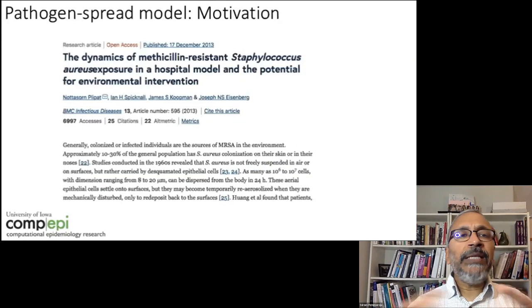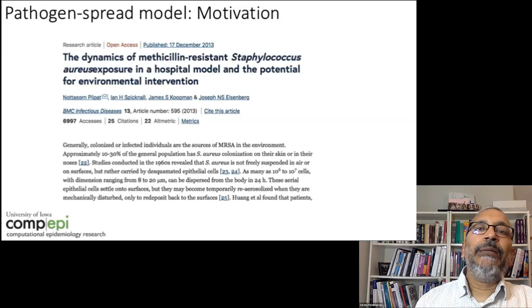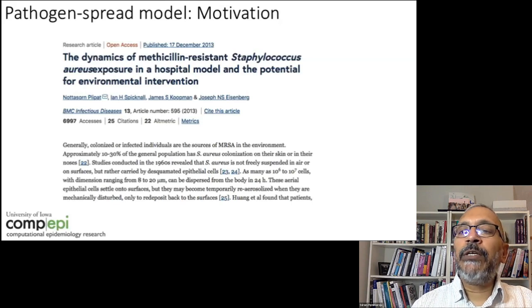And the next piece is basically the pathogen spread model. And we wanted to do this fairly closely, and we wanted to be fairly true to what is known about MRSA spread.